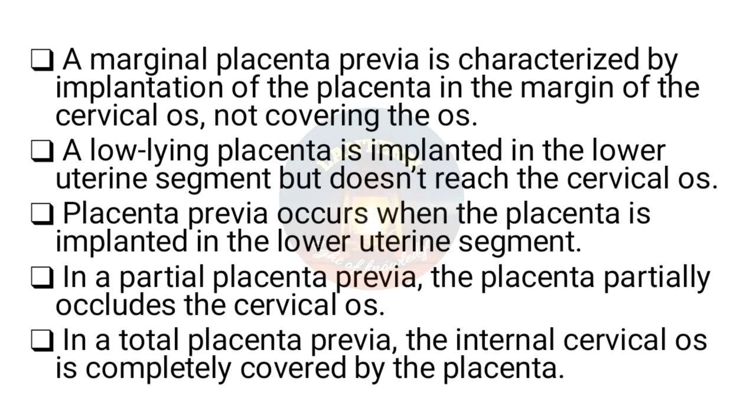A marginal placenta previa is characterized by implantation of the placenta in the margin of the cervical os, not covering the os. A low-lying placenta is implanted in the lower uterine segment but doesn't reach the cervical os. Placenta previa occurs when the placenta is implanted in the lower uterine segment. In partial placenta previa, the placenta partially occludes the cervical os. In total placenta previa, the internal cervical os is completely covered by the placenta.